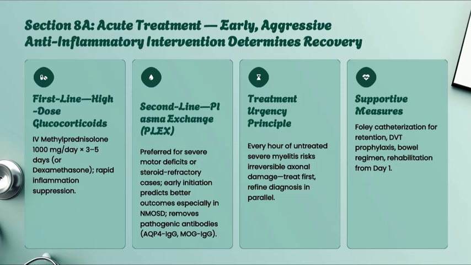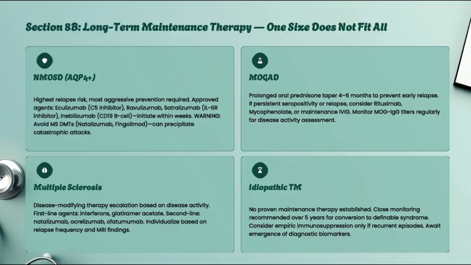Supportive management is equally important. This includes urinary catheterization when retention is present, bowel management, venous thromboembolism prophylaxis, pain control, early rehabilitation input, and pressure area care in severely impaired patients. Acute management is therefore not just about immunotherapy. It is comprehensive neurorehabilitative care from day one. Long-term management depends entirely on the underlying diagnosis. This is why correct classification matters so much.